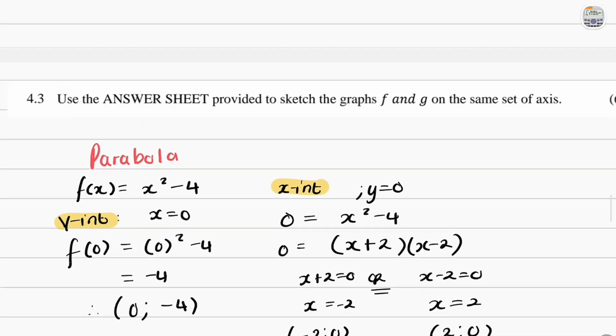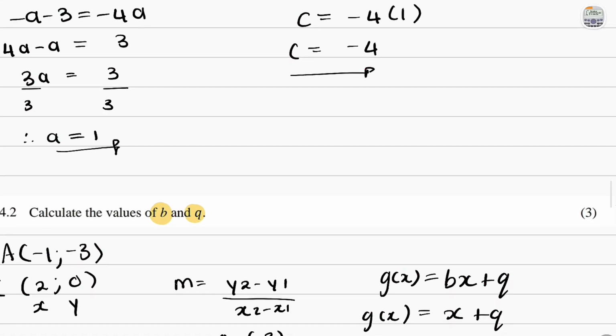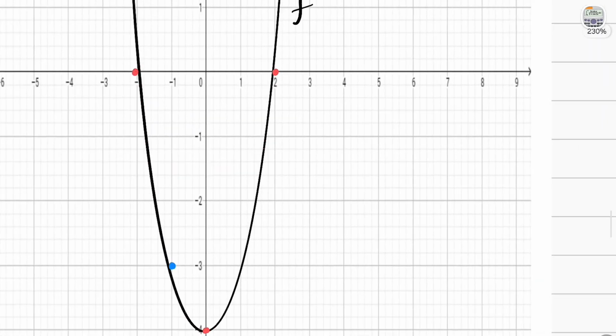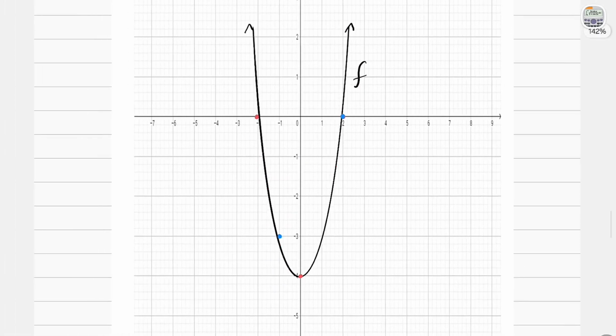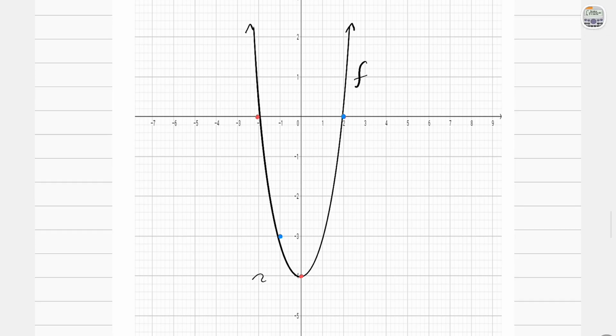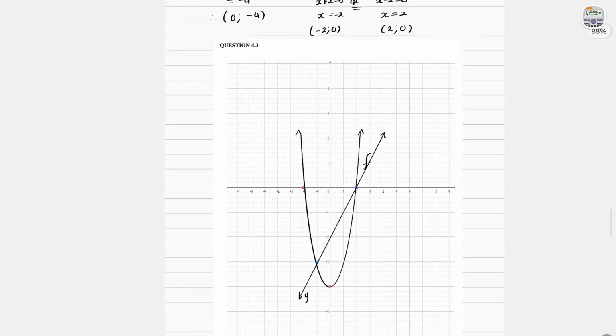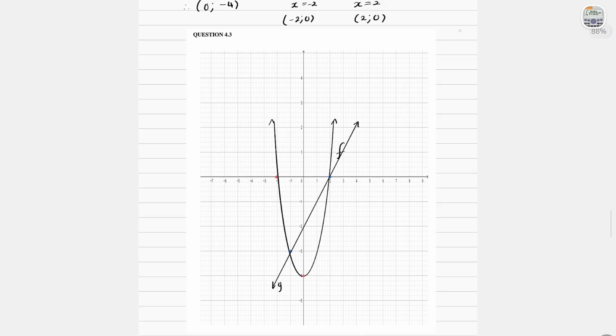And then we also see that it has another point of intersection, which was (2, 0). So just put that down there, and then just join your graph. It's going from here to here. So you know that it is a graph with a positive gradient, an increasing function. So that is the graph of g. And there we go, we've drawn our graphs. Moving on to the next question.